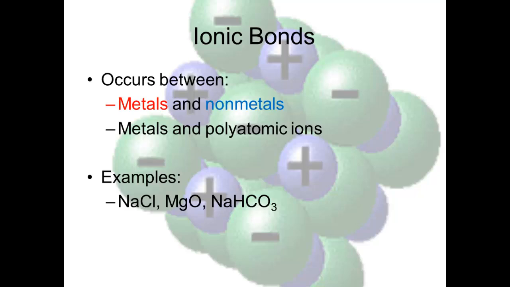So what part of this is the metal then? The sodium. And then what do you suppose this mess of stuff is over here? A polyatomic ion. Very good. HCO3 is a polyatomic ion. So there's an example of one of those new ions that we haven't dealt with before.